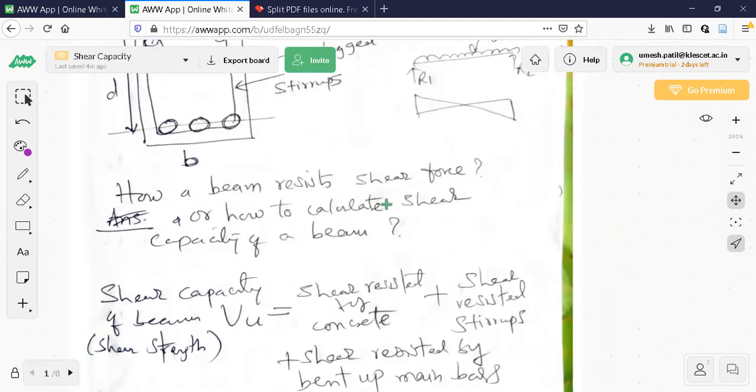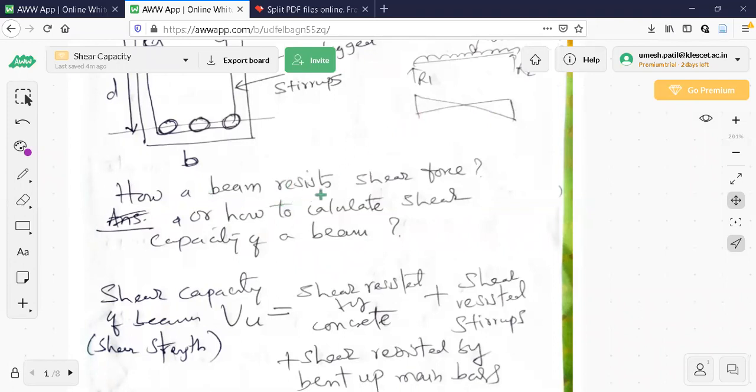The question here is, as you know, WL by 2 is the shear force calculated. Once you calculate the maximum shear force and its position, as a designer, what should be your worry? Your worry should be whether the beam is strong enough to resist this much shear or not. Is it strong against shear? How do you decide that?